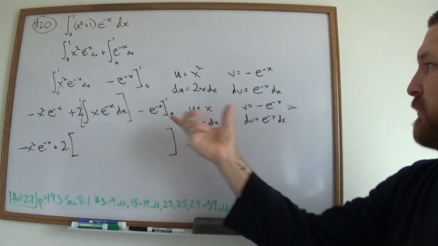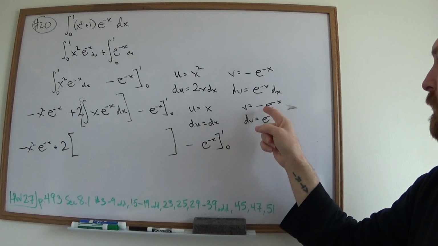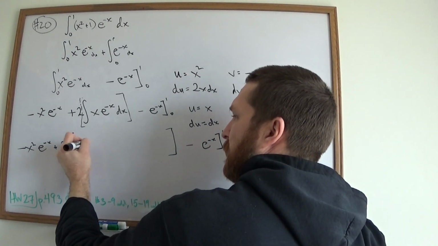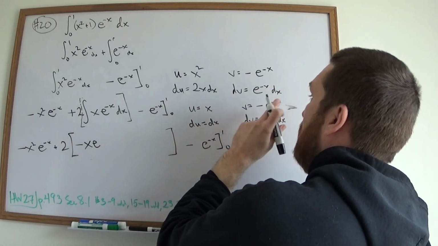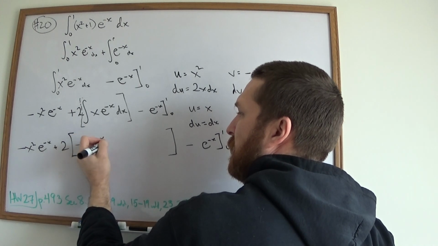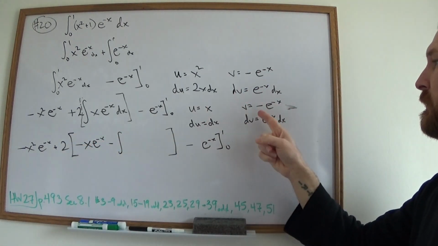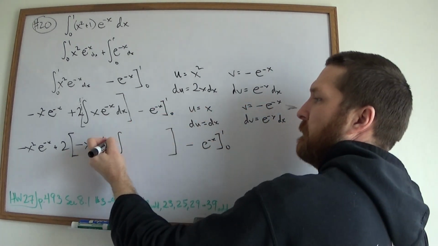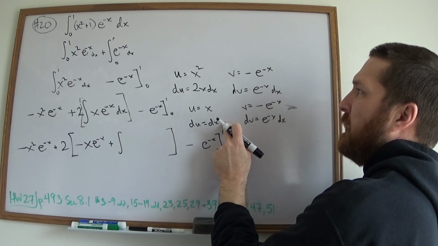Okay, so now we're going to use this to get our new uv minus the integral of v du. So uv is negative x e to the negative x, minus the integral of v du. There's the minus, so the minus comes out as a plus. v du is that guy.